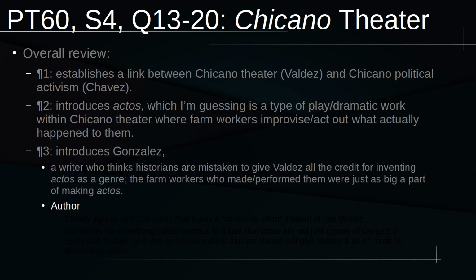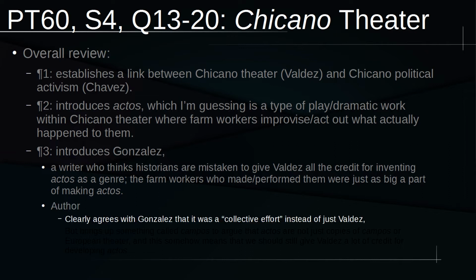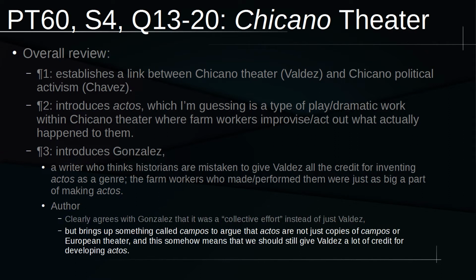It also happens that our author kind of pipes up here in paragraph 3, and it appears the author clearly agrees with Gonzalez that it was a collective effort instead of just being Valdez. But the author here does bring up something called Campos to argue that octos are not just copies of Campos or European theater, and this somehow means that we should still give Valdez a lot of credit for developing or helping develop octos, in some part at least.